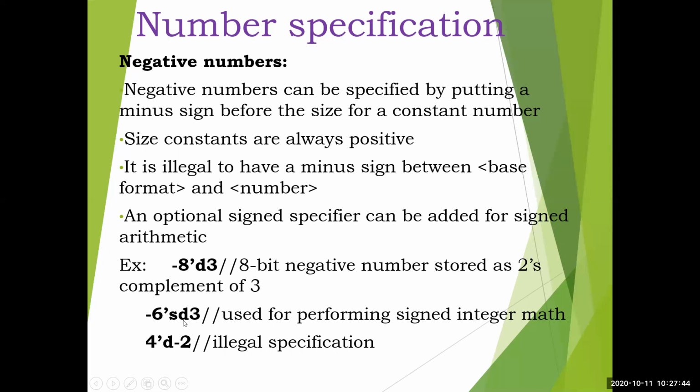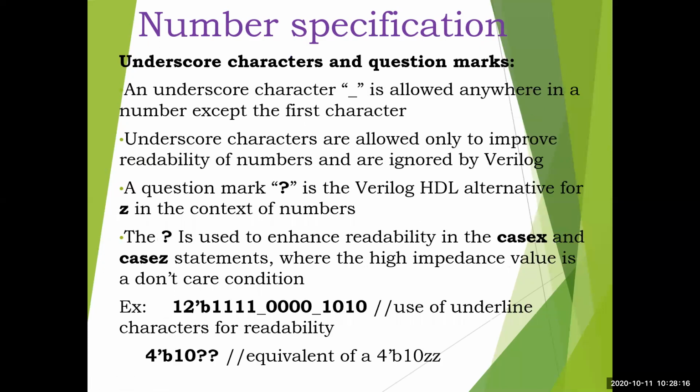Then minus 6 'sd3. So this is a signed specifier here. This is the signed arithmetic I told you about. It is used for performing signed integer math. That's why SD came here. So this is the minus 3 as a 6-bit number, stored like that. And this is illegal. As I mentioned, between base format and number, the sign should not come. So this is an illegal specification, just an example. Okay, so this is with respect to number specification in Verilog.